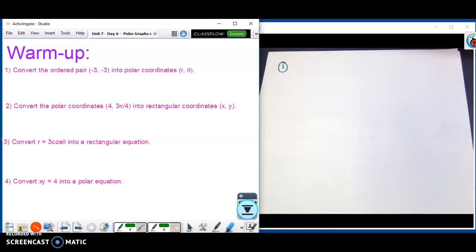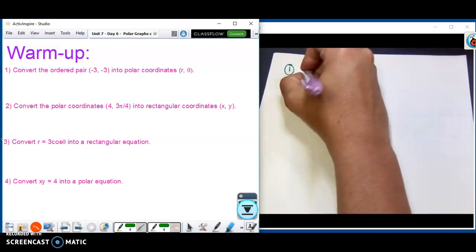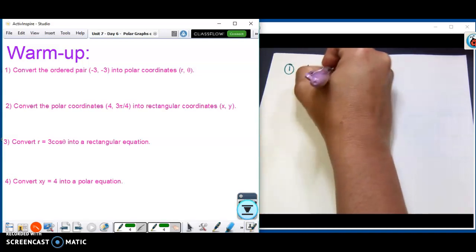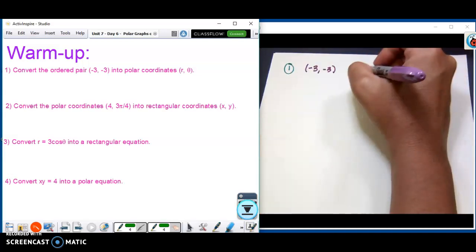Alright, so we're starting with Unit 7, Day 6 today. I do want to work through this warm-up with you, though, just to practice from what we did in Day 5, converting from polar to rectangular, rectangular to polar. So on the first one, they give us an ordered pair, and we want to change this to polar.